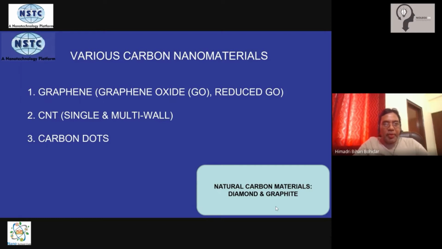There are some problems with graphene. We'll discuss this later. So we went on to derive its derivatives, graphene oxide, reduced graphene oxide, etc. Carbon nanotubes, and also the carbon dots, which is the focus of our workshop. So these are the three nanomaterials which can be derived basically from the available natural source of carbon. Okay, how do we do that?